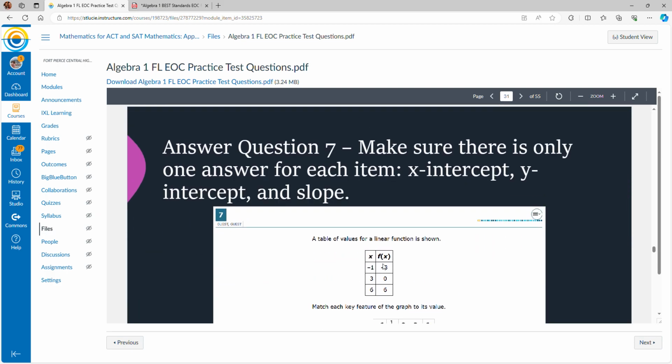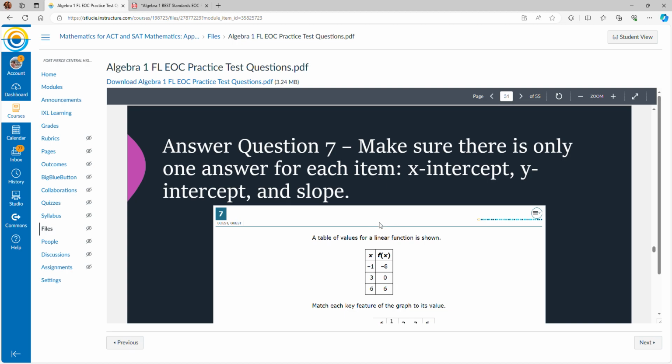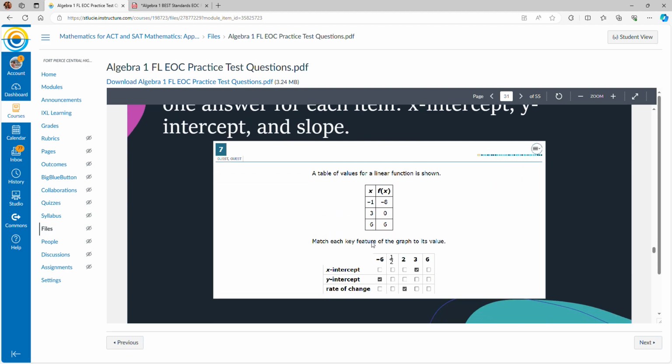So I just put those answers in the boxes, and when you have a table like this to fill in, write only one answer per row. So you can only have one x-intercept on a linear function, one y-intercept on a linear function, and only one slope for a linear function.